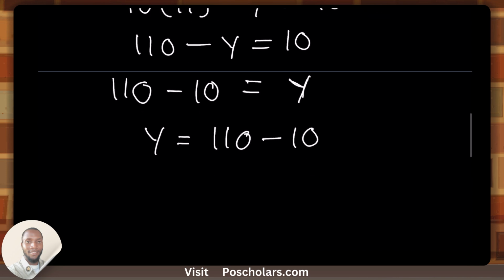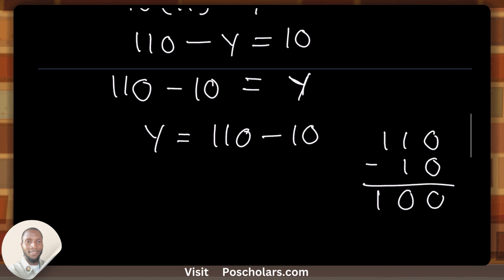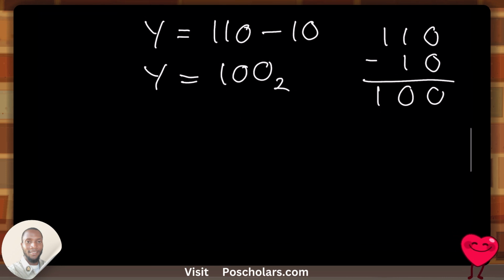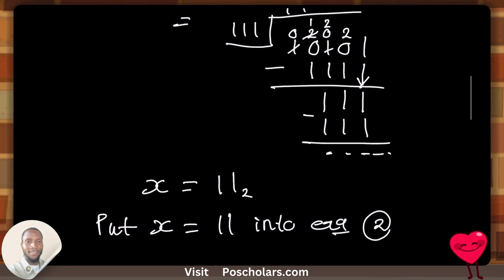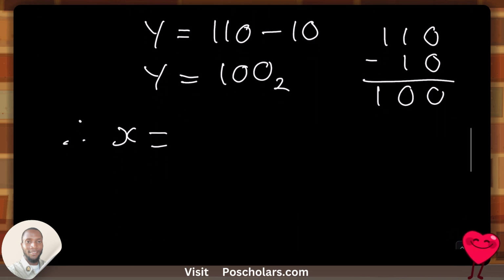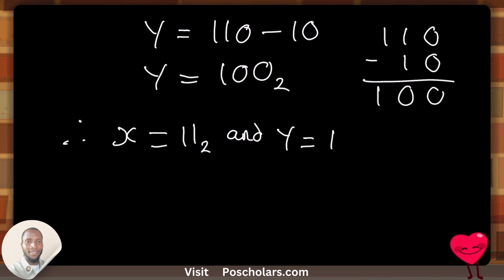So I write 110 minus 10. When I do that, 0 minus 0 gives 0, 1 minus 1 gives 0, and 1 minus nothing gives 1. So finally, y is equal to 100. It's already in base 2. So we have gotten the value of x and y. Therefore, x is equal to 11 base 2, and y is equal to 100 base 2.